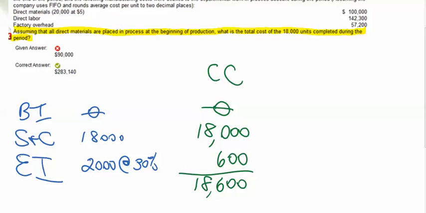Next thing I need to do is to calculate the cost of the conversion cost, and that's 143,200 and 57,200. If I add those together, those are going to be equal to 199,500. So that's my cost of all the conversion costs.